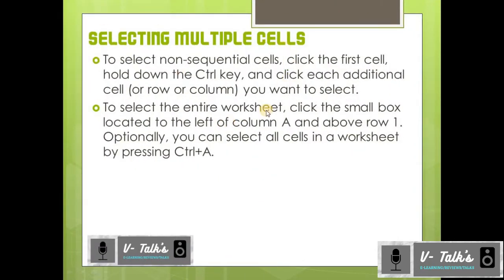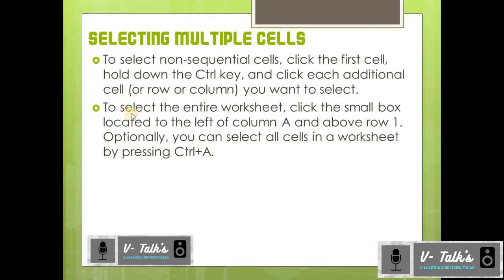Now another option, to select non-sequential cells: click the first cell, hold down the Control key, and click each additional cell or row or column you want to select. Already we covered this portion, selecting multiple random columns or random rows.